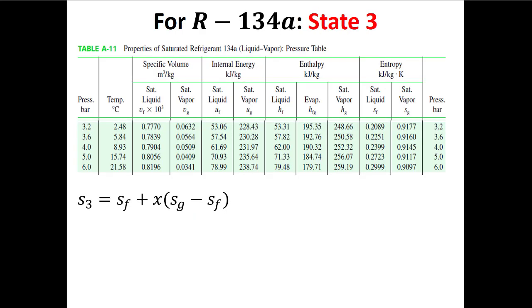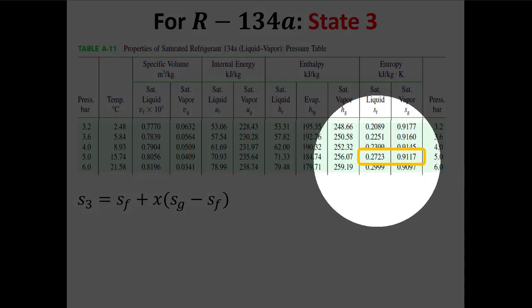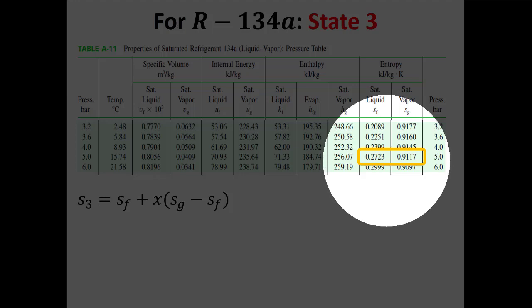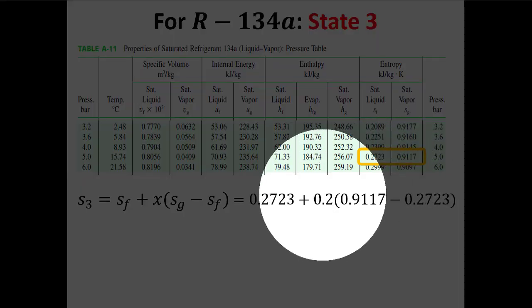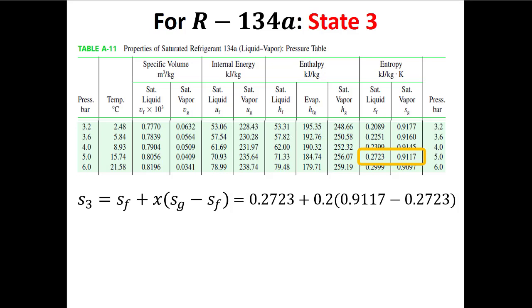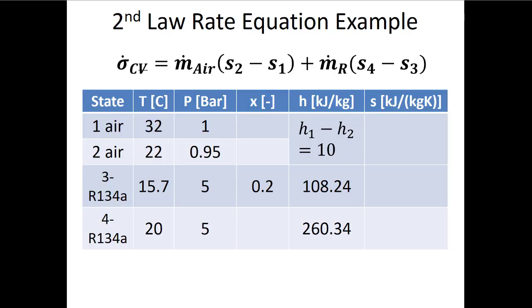So I know for this mixture that's under the vapor dome, s3 is going to be sf plus x times sg minus sf. So it's got to be in between 0.2723 kilojoules per kilogram Kelvin and 0.9117 kilojoules per kilogram Kelvin. You may remember from the last example, you can go back and see, but the quality in this case was 0.2. So I can work this out and I find that the specific entropy at state 3 is 0.4002. So that's good, right?